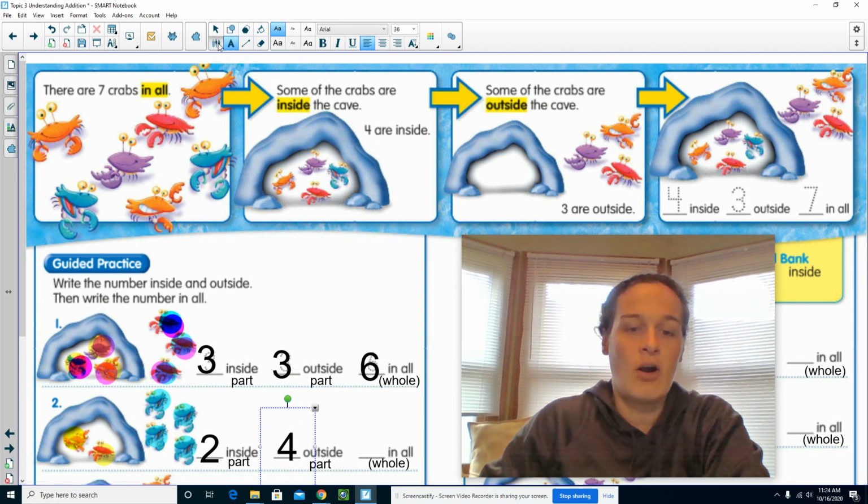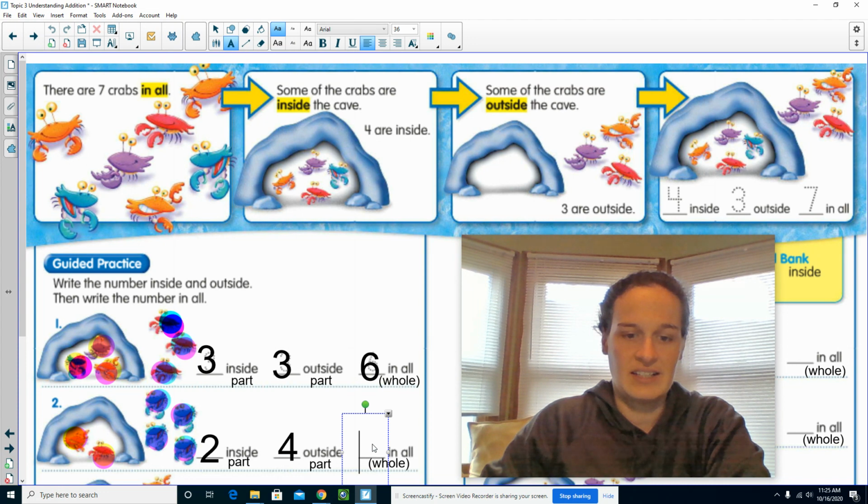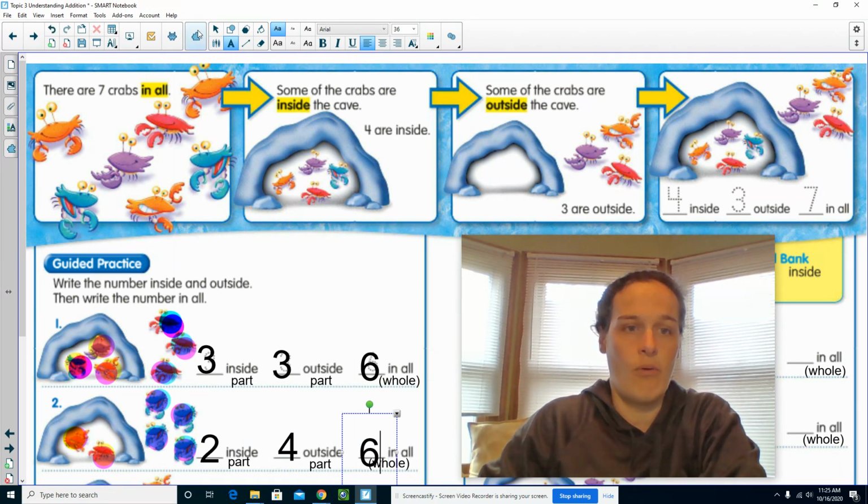Now we want to find our whole. So we have to count all of them. So it's like, again, thinking, in all, how many crabs are there? What's the whole amount of crabs? So 1, 2, 3, 4, 5, 6. Our 6 is the whole.